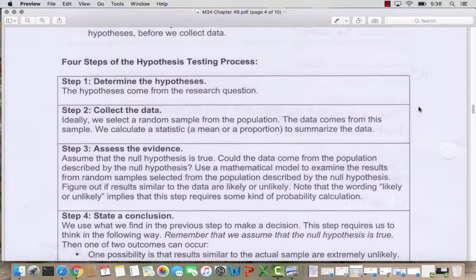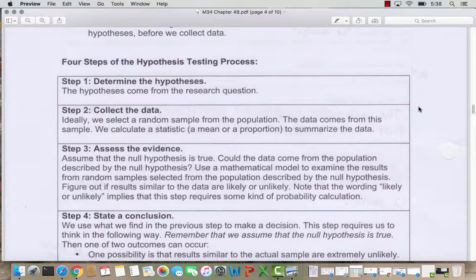So we've got 4 steps to our hypothesis testing process. You might want to pause and read through this more slowly. Step 1 is what we just looked at, determining the hypotheses. Step 2, we collect the data. In our packet examples, we're either going to be working with a data file, or I'm going to let you know, here's the data the researchers collected. If you do a project, you'll have the option of going out and collecting your own data.